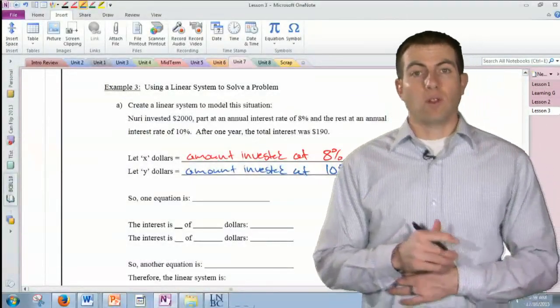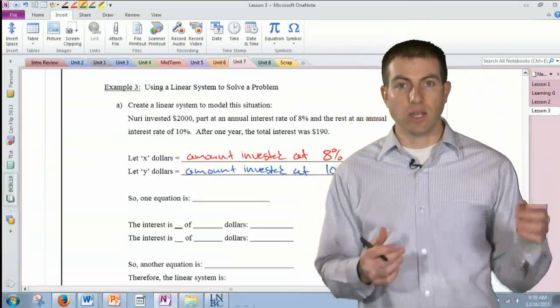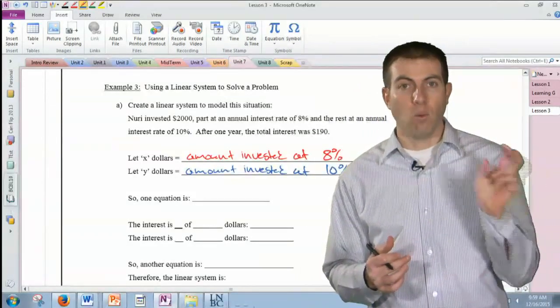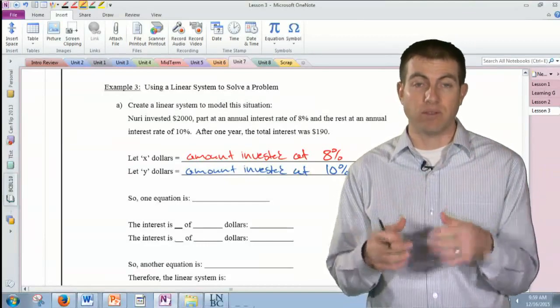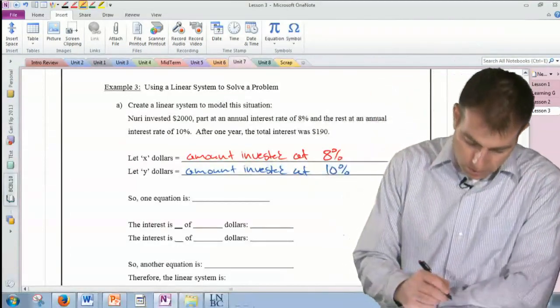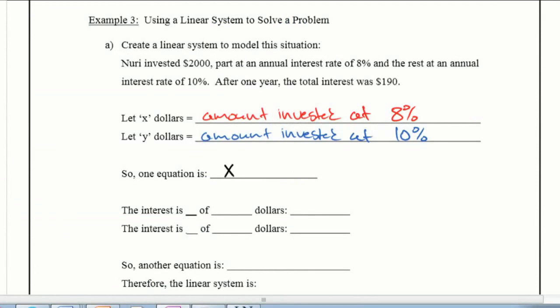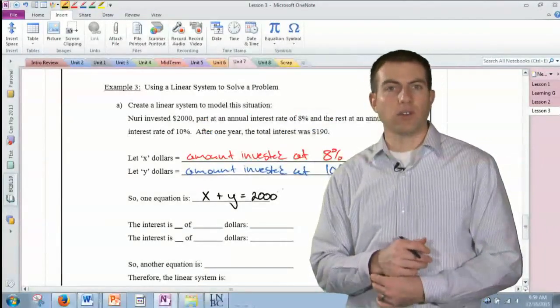Okay, so looking back at the question, it says that we've invested $2,000 in total. And we just said, okay, x is how much we invested at 8%. y is how much we've invested at 10%. So if we added x and y together, we know that the amount we've invested in total is 2,000. So we can come up with our first equation, which is just going to be the amount invested at 8%, which is x, and the amount invested at 10%, which is y, is equal to 2,000 because we've invested $2,000 in total. So that maybe is the first equation.